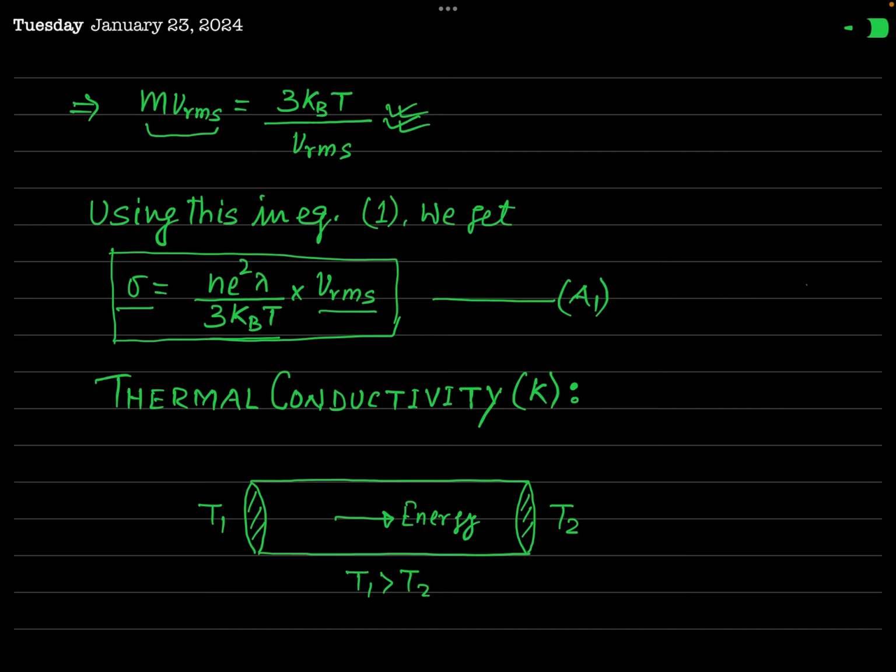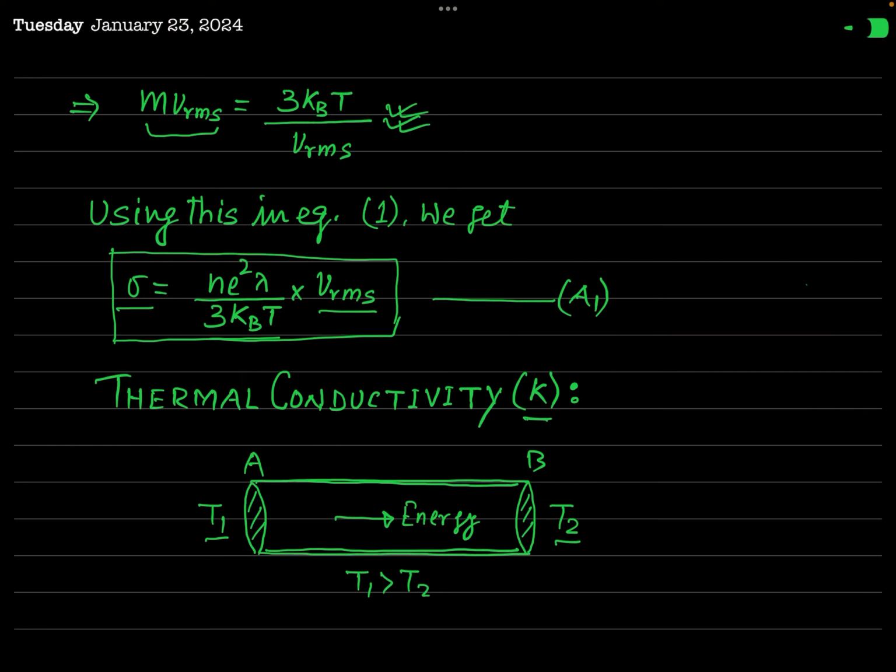Now we will obtain the expression for the thermal conductivity of metal by using the Drude theory. And for this we consider a specimen of metal, as you can see in this figure, and its two ends are maintained at two different temperatures: A is maintained at temperature T1 and B is maintained at temperature T2. Here there will be a temperature difference.